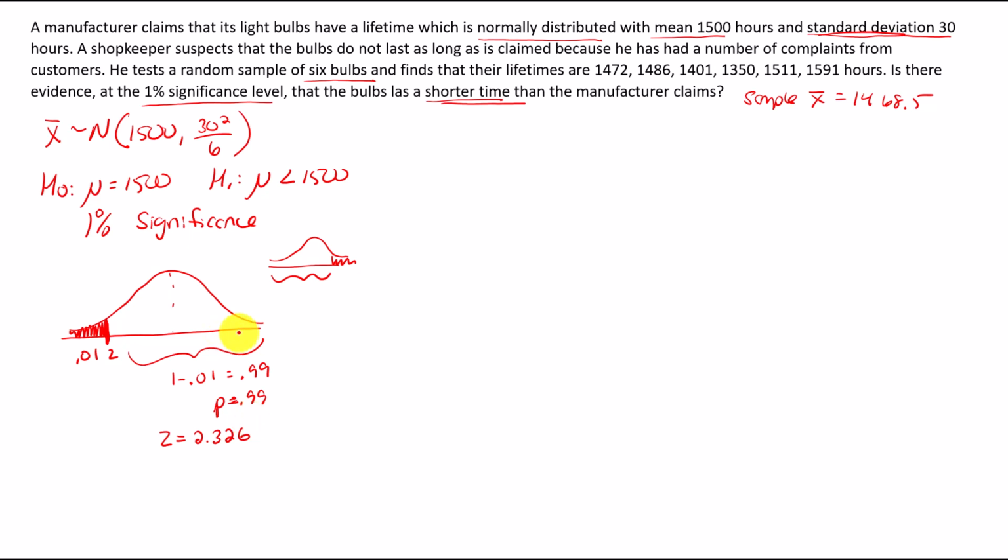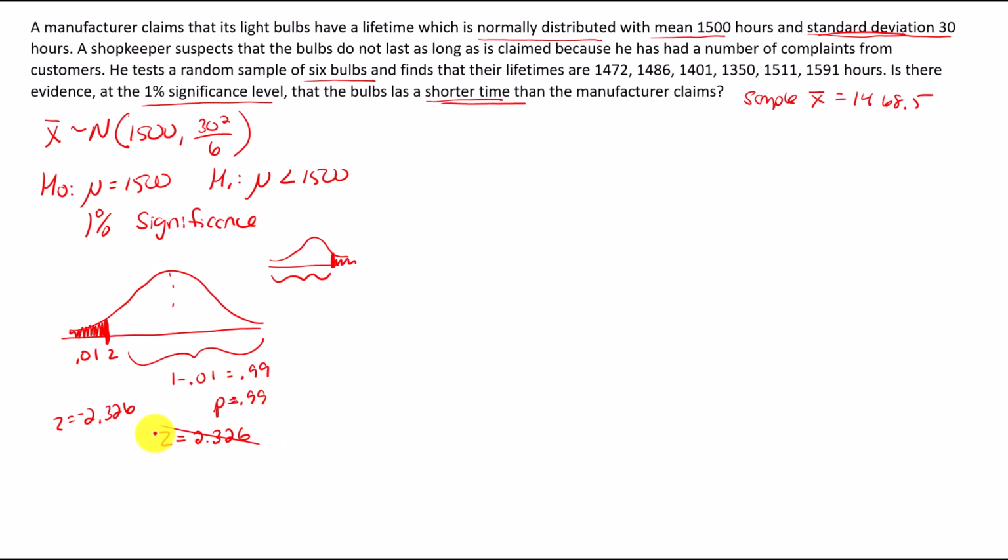2.326. Only you have to understand that since we're not looking at this one, which is what it would be if we had greater than here, we are looking at this, so Z is going to be negative because you can clearly see that it's on the negative side. So negative 2.326. That's the one we're going to use. But we're just using symmetry to figure that out.